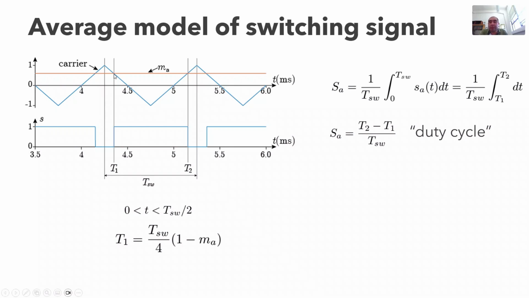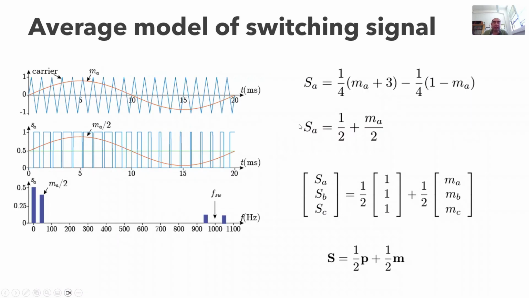Calculating the point in which the carrier is equal to the modulation index, we can obtain the expression of T1 and the expression of T2, and then replace them in the average value of the switching signal. We can obtain this expression. And what this expression means is that the switching signal has a fixed DC component of 0.5, and a fundamental, half of the fundamental component of the modulation.